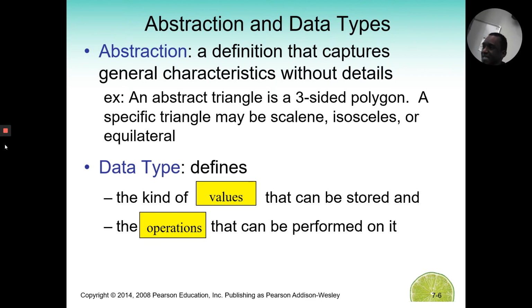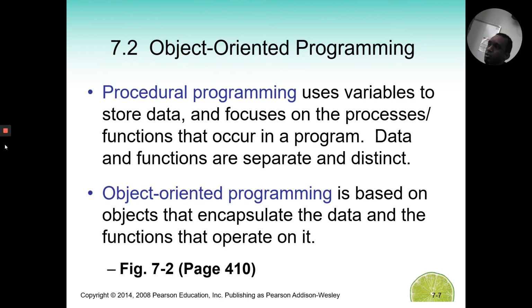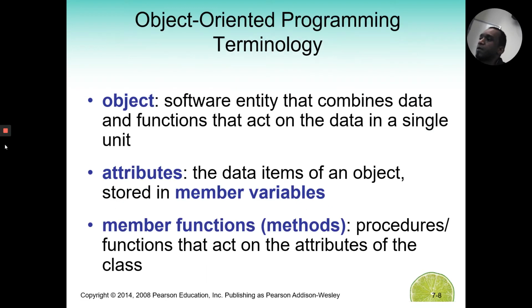So a data type defines the kind of values that can be stored and the operations that can be performed on it. You have what's called procedural programming, and you have object-oriented programming. Procedural programming uses variables to store data and focuses on the process, the functions that occur in the program. Data and functions are separate and distinct. On the other hand, the word you hear is OOP, or object-oriented programming, which is based on objects that encapsulate the data and the functions that operate on it. Encapsulate means kind of like data hiding, hiding information in the data and the functions that operate on it. An object is a software entity that combines data and functions that act on the data in a single unit.